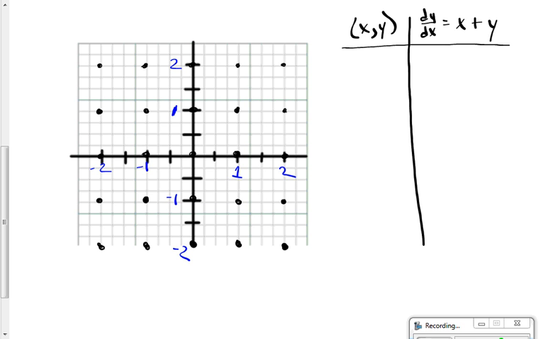What's your favorite point on the coordinate system? 0, 0. Good answer. Let's say that we wanted to know the slope of this function at the point 0, 0. Could we find it? What is it? It's 0 plus 0, right? Which is 0. So at 0, 0, because it's tied to the point 0, 0, will you draw a mini segment that is horizontal? We've just drawn part of a slope field.